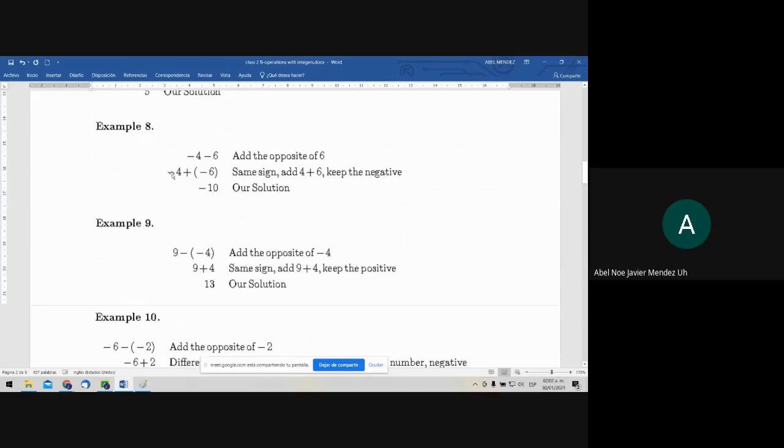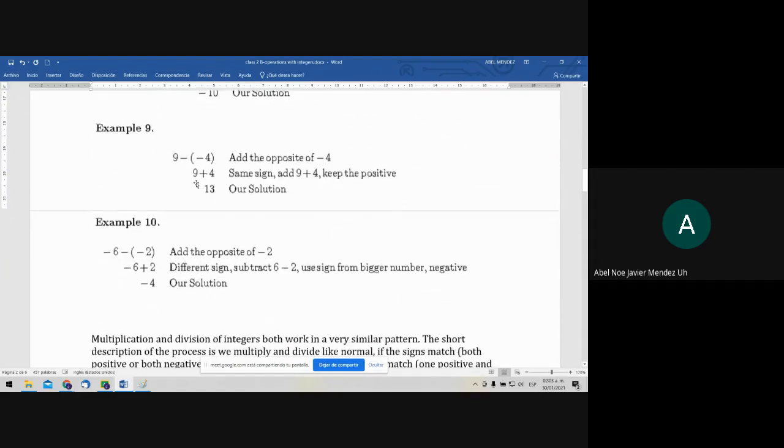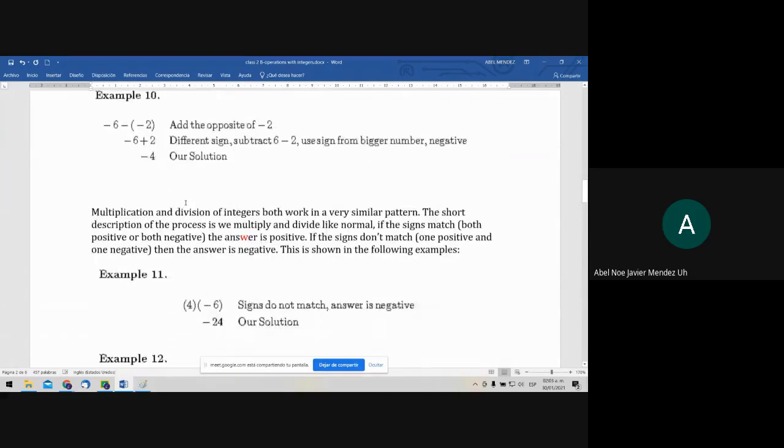Example number 8. Here we have a subtraction. We can change this operation into an addition. Minus 4 plus minus 6. Same sign, it is an addition with numbers that have the same sign. I just add both numbers and keep the sign. Okay, that's the rule. And the same for these operations.